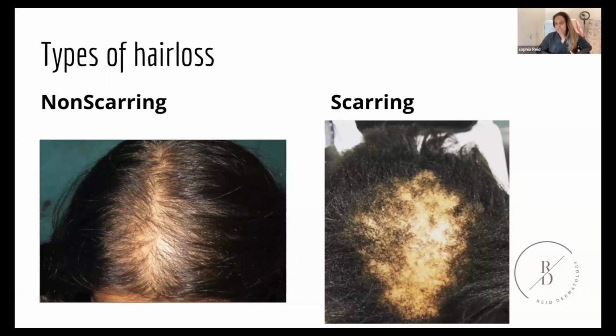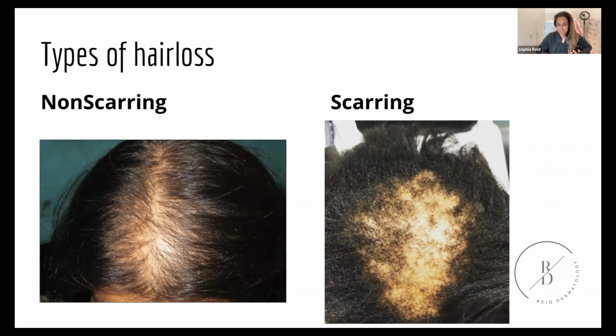Then we have scarring types of hair loss, and scarring types of hair loss are ones in which the hair follicle itself is under attack. There's a lot of inflammation that's eating away at the follicle, and ultimately the follicle can die and then it no longer can produce hair anymore.